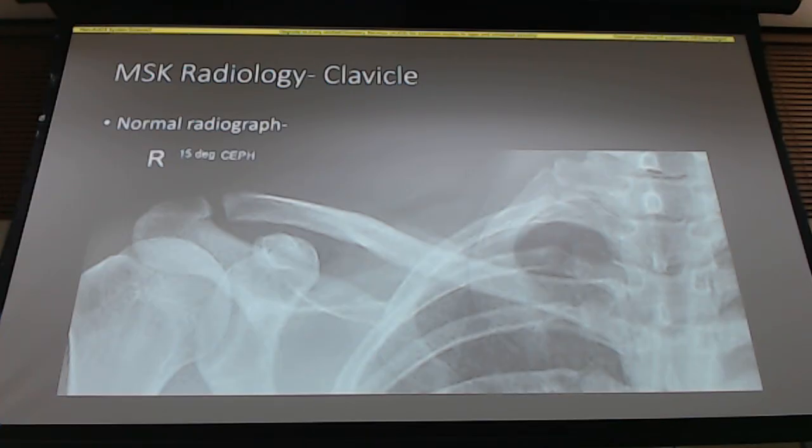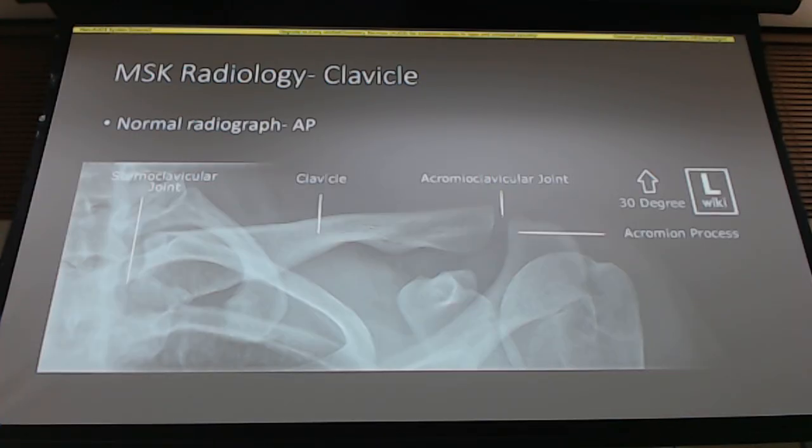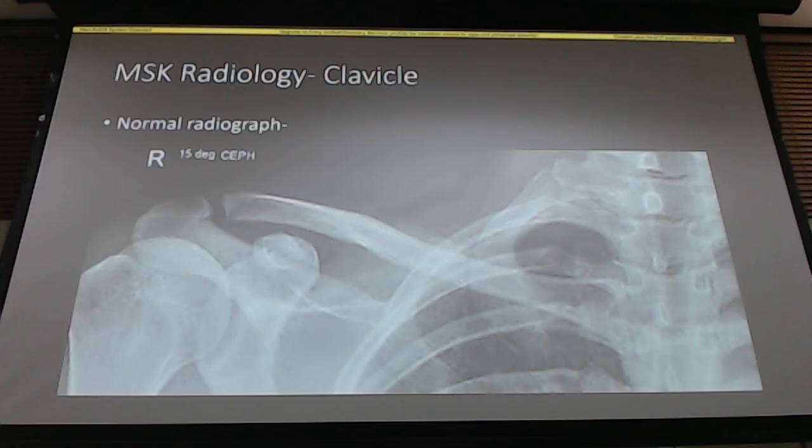So a normal radiograph of the clavicle, this one is an AP, this is a radiograph as well, labeled normal radiograph. That is what it says right there, 15 degrees cephalic view. Everybody understands the difference between cephalic and caudal? Okay, review your medical terminology if not. So one view is looking up a little bit, 15 degrees, and one view is looking down. Why is that? You guys have seen a clavicle before, right?